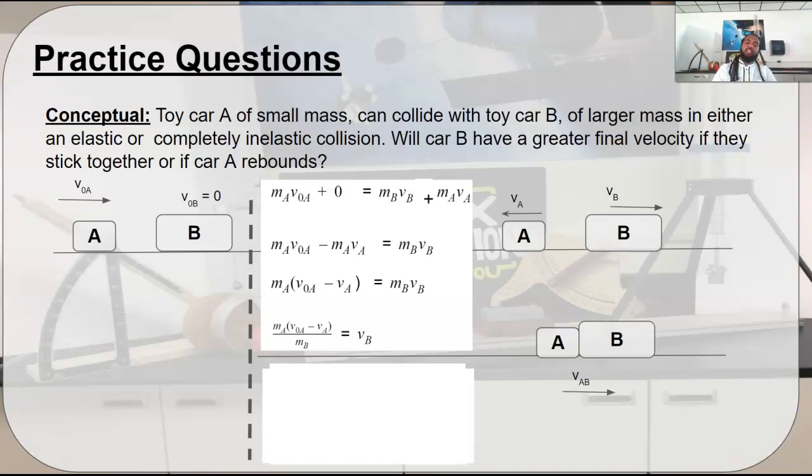So this expression is for an elastic collision. VB is going to be equal to MA over MB multiplied by the initial velocity minus the final velocity. But keep in mind the final velocity is in the negative direction, so that's actually going to be a larger positive value than just the initial velocity. For an inelastic collision, they're going to stick together. So we have the same initial momentum, but the final momentum has MA plus MB combined times a single velocity. I'm still going to call it VB, but I could just call it V because A and B are both traveling at that velocity.